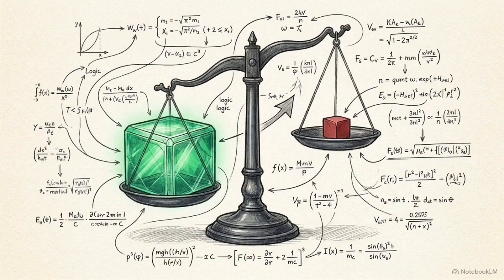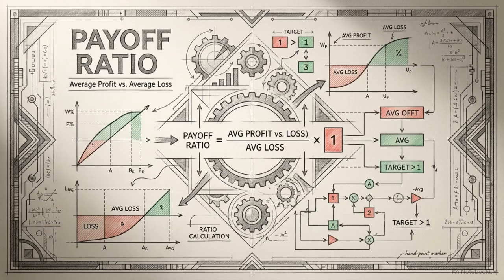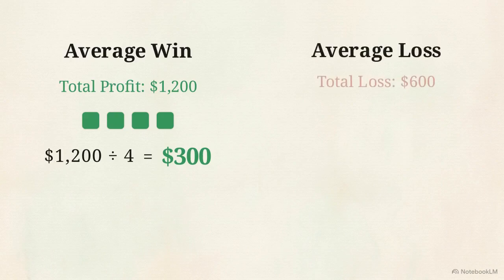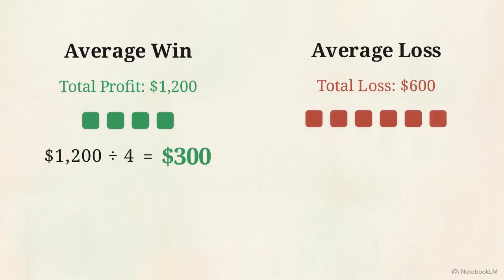That metric is the payoff ratio. It compares the average profit per winning trade against the average loss per losing trade. First, we find the average win. We take our $1,200 total profit and divide it by our 4 winning trades. That equals an average win of $300. Next, we find the average loss. We take the $600 total loss and divide it by the 6 losing trades. That gives us an average loss of $100.